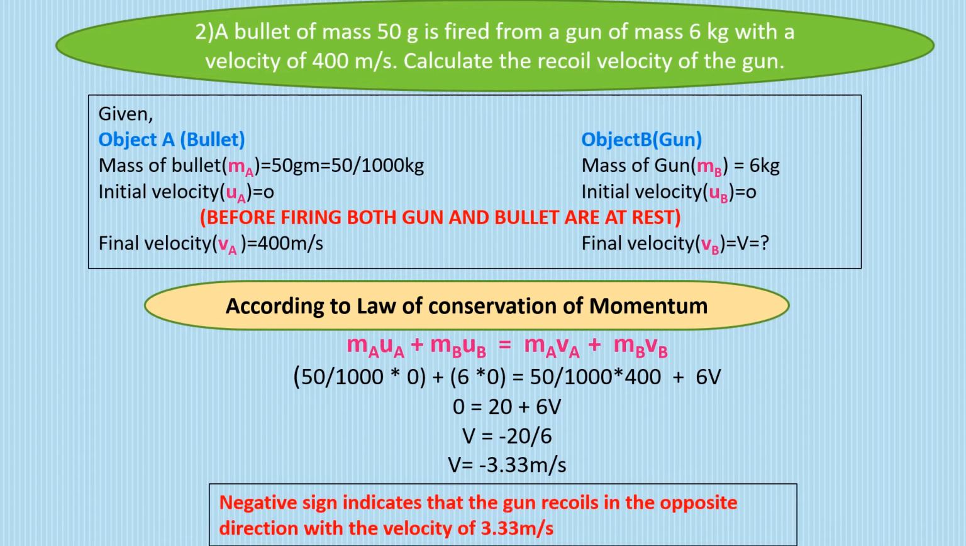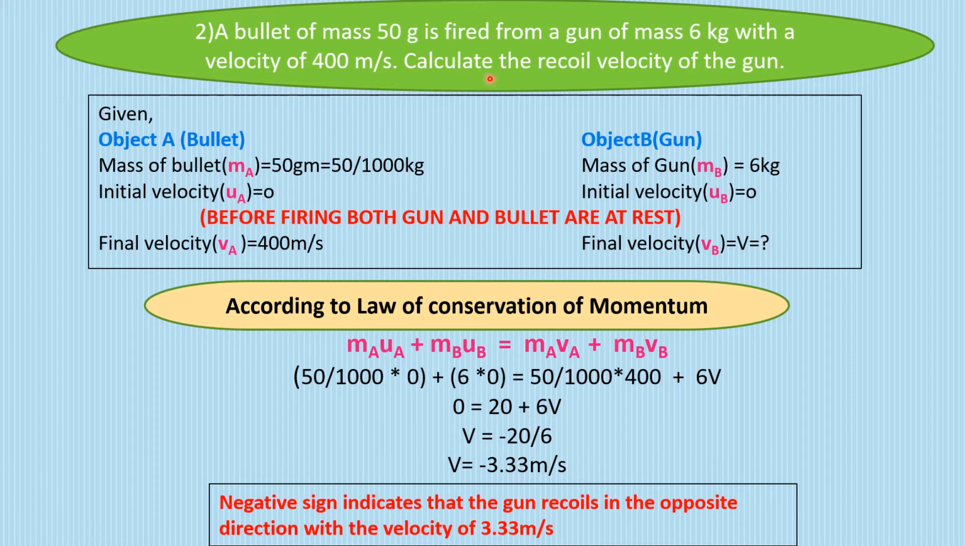Now again, what does this negative sign indicate? Negative sign indicates that the gun moves in the opposite direction to that of the bullet. So if the bullet is in the forward direction, the gun is going to be in the opposite direction. So the negative sign indicates that the gun recoils in the opposite direction. And what is the velocity of the recoiling of the gun? 3.33 meter per second. So this end statement, this is the answer line, that is very important to mention.